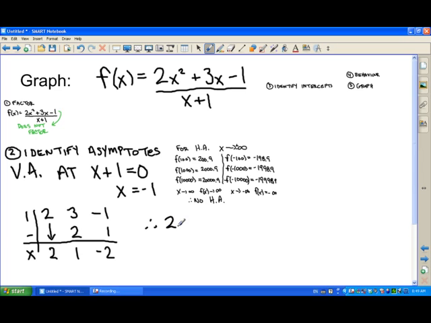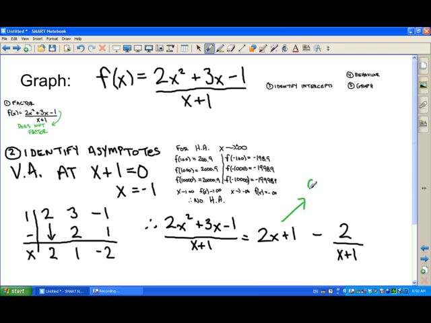So what I see when I divide 2x squared plus 3x minus 1 by x plus 1 is the linear function 2x plus 1 minus a remainder of 2 over x plus 1. And this is going to help us graph the function. What we're looking at is the equation of the oblique asymptote.